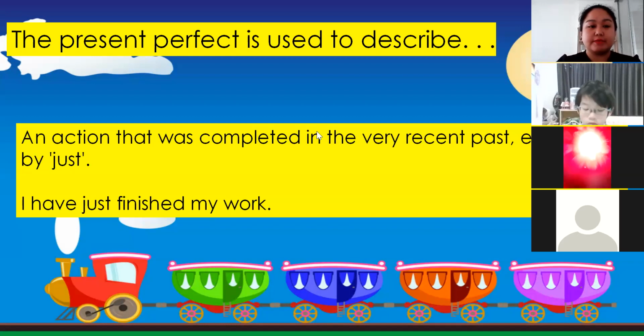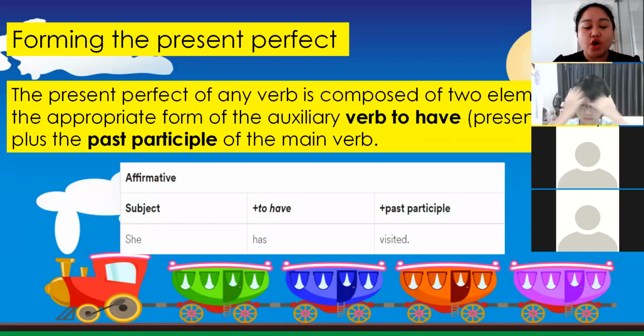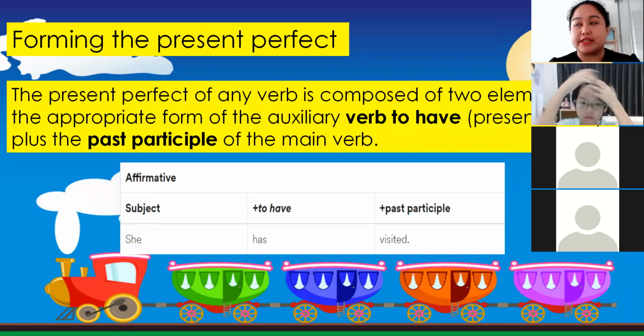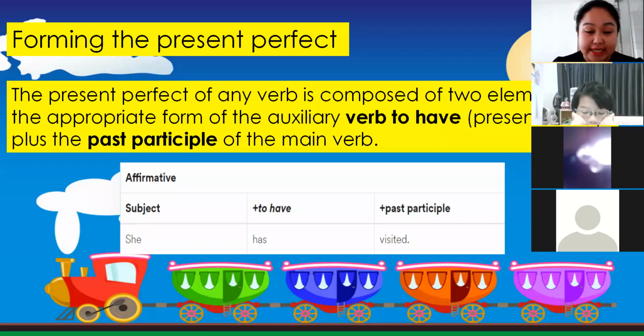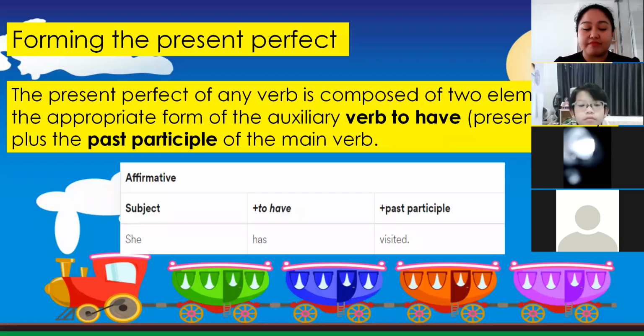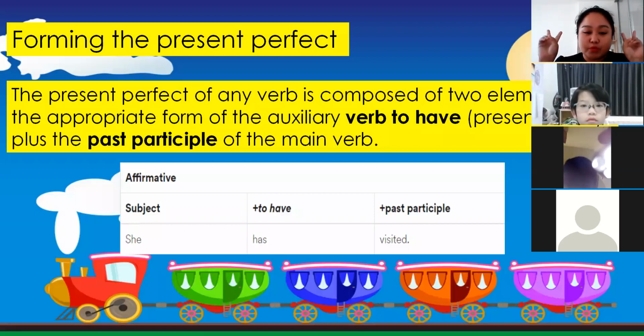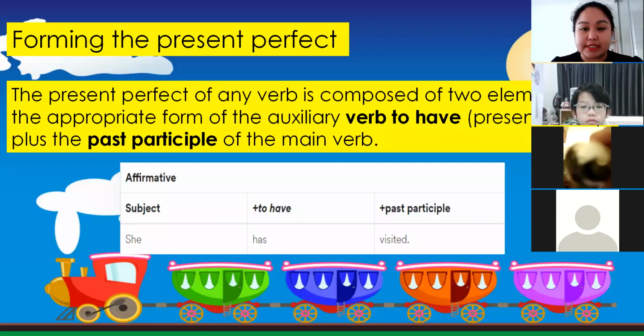Okay, next. How are we going to form the present perfect? The present perfect of any verb is composed of two elements: the appropriate form of the auxiliary verb to have, present tense, plus the past participle of the main verb. Okay, for affirmative form, we have our subject plus your verb to have. Always remember, your verb to have should be in present tense or present simple.